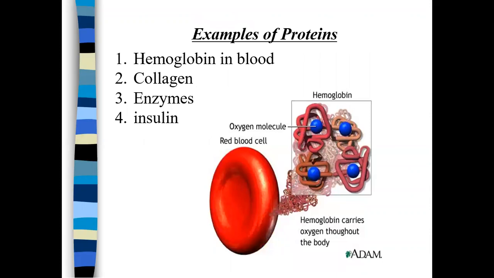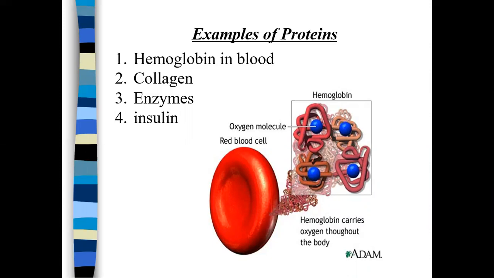Examples of proteins are hemoglobin in blood, collagen, enzymes, and insulin. There are a lot of sources, functions, and examples in your book. I have just mentioned a few important ones. You have to learn all of them. You have to learn all the sources of proteins and all the uses of proteins mentioned in your book.